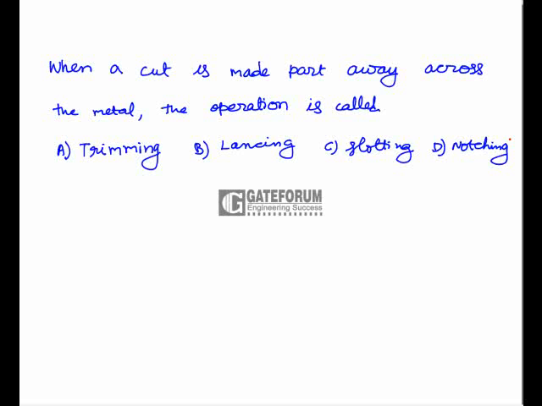When a cut is made part way across the metal, the operation is called. Here the options are trimming, lancing, slotting, and notching. The right answer is lancing.